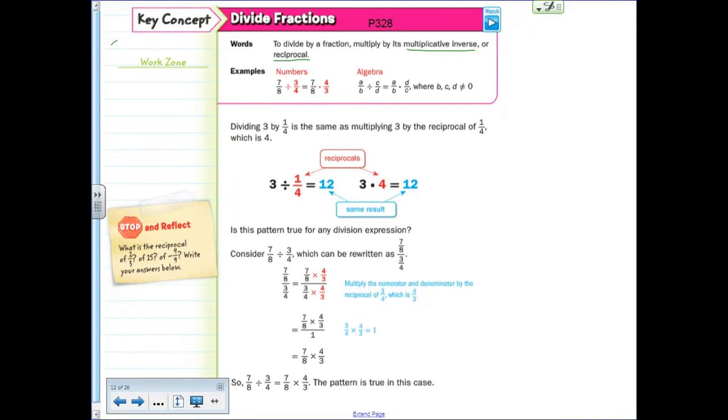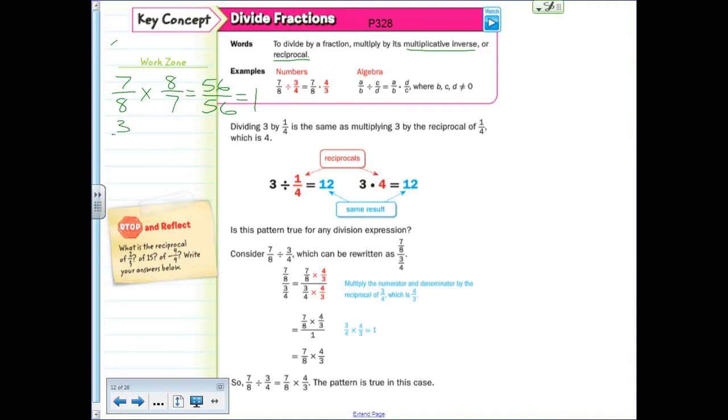Reciprocal fractions. Reciprocal fractions are fractions that, when multiplied together, equal 1. So, for example, 7/8 and 8/7 are reciprocal fractions. Why? Because when you multiply across, you get 56 over 56. So 56 over 56 equals 1.